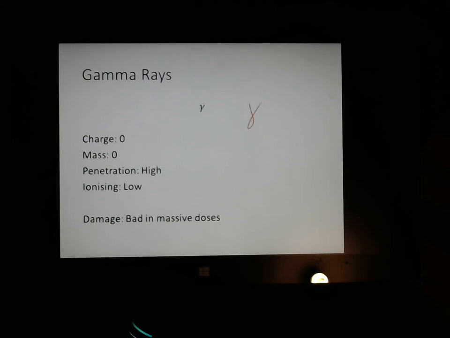But they also have exceptionally high penetrating power. Several inches of high density metal, such as lead, will stop them. Water, concrete. But because they're so good at going through atoms without colliding, that means their ionization ability is quite low because they don't really hit things.